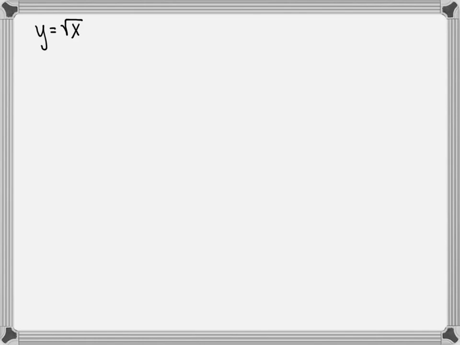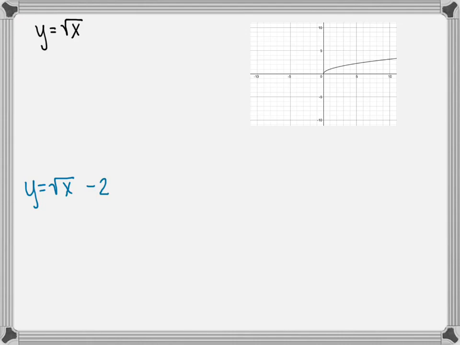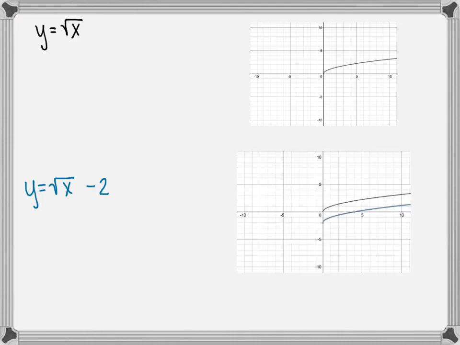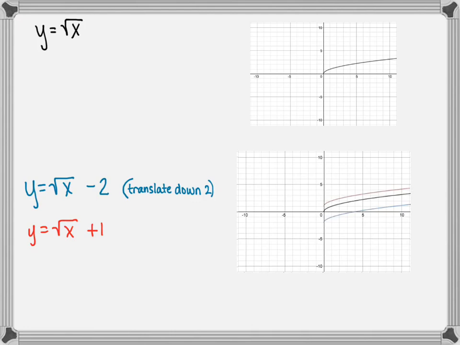Okay, back to our parent function, y equals the square root of x. Y equals the square root of x, minus 2. Okay, from the blue graph, we see that this is a translation down 2. Y equals the square root of x, plus 1. From the red graph, we see that this is a translation up 1.